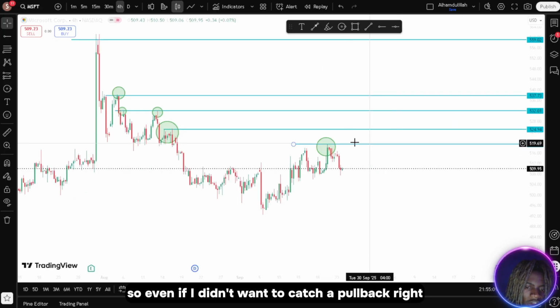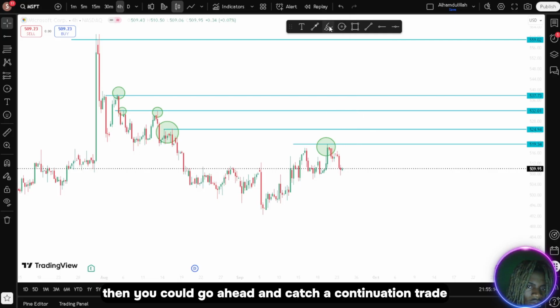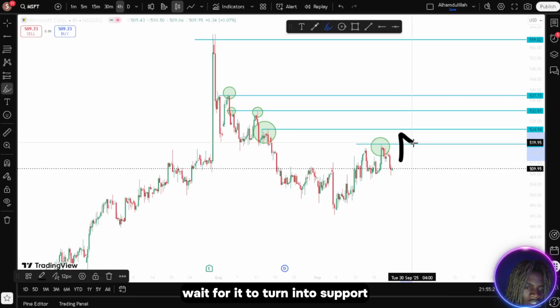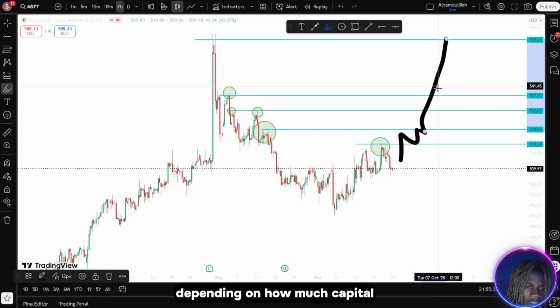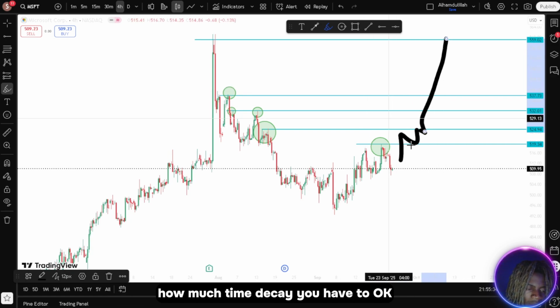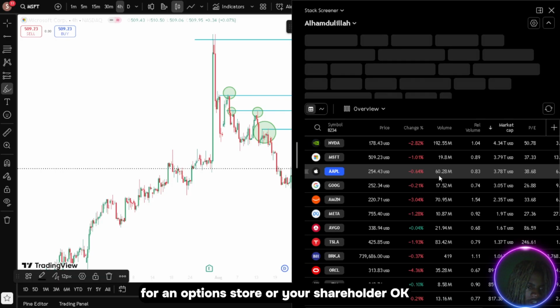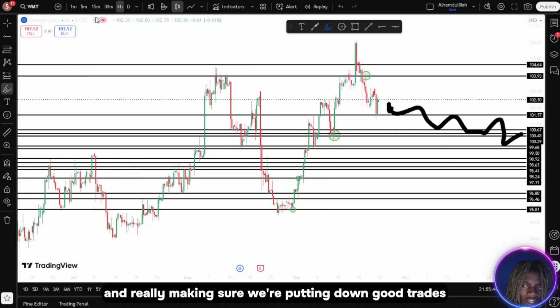So even if I didn't want to catch a pullback, because I'm scared of a falling knife, let's say, then you could go ahead and catch a continuation trade. You can catch a resistance breakout, wait for it to turn into support, and take it up to the next level of either support or resistance and close there, or you can hold for the whole sweep to all-time highs, depending on how much capital risk you're ready to put down and how much time decay you have, especially if you're trading options or you're a shareholder. So it's just about taking our time and really making sure we're putting down good trades.